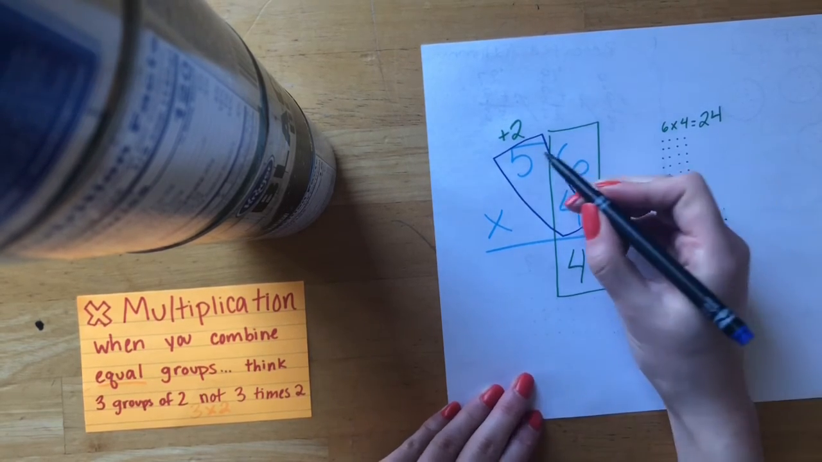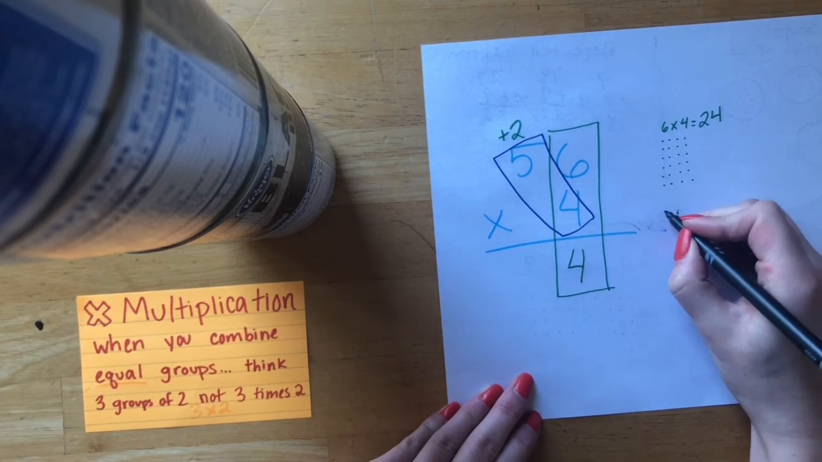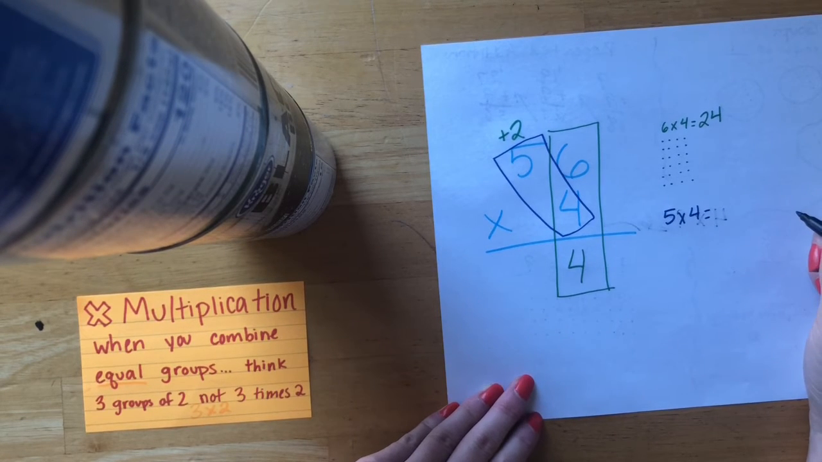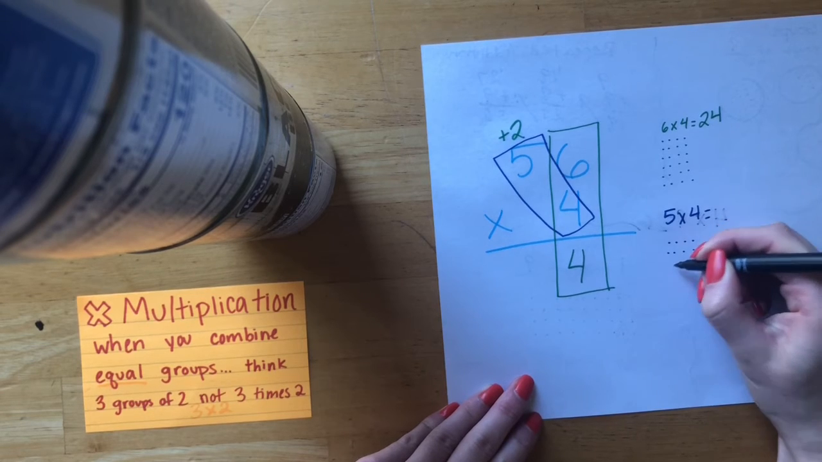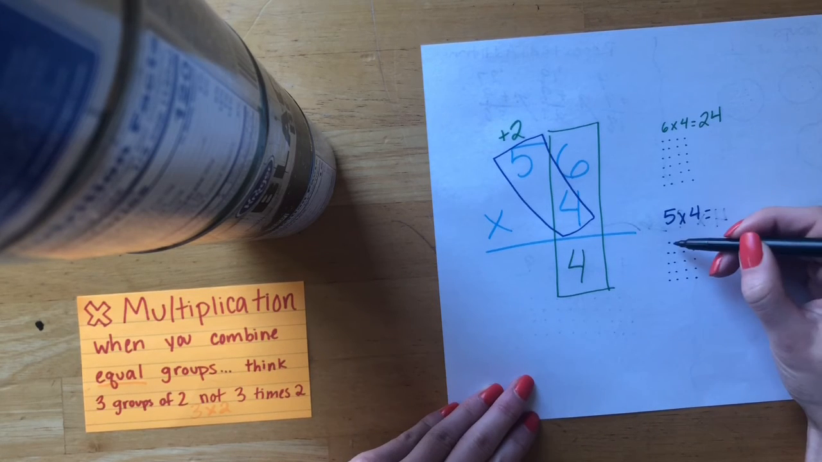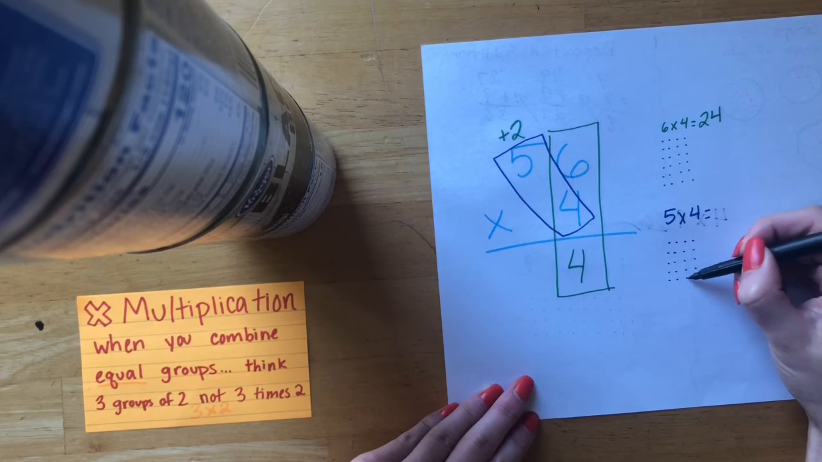So you're going to do 5 groups of 4. 5 times 4. Again, I like arrays because they're very organized. 1, 2, 3, 4, for each row. So now I have my 5 rows. There are 4 in each one. 1, 2, 3, 4, 5, 6, 7, 8, 9, 10, and so on, up to 20.